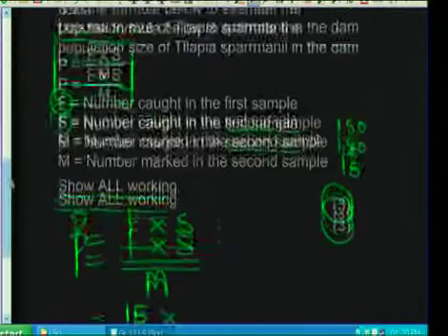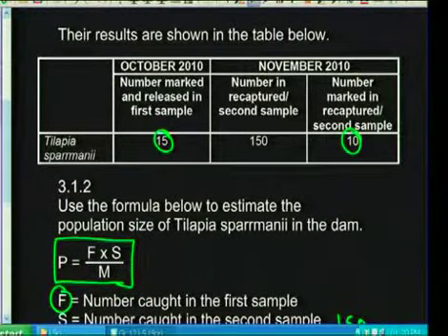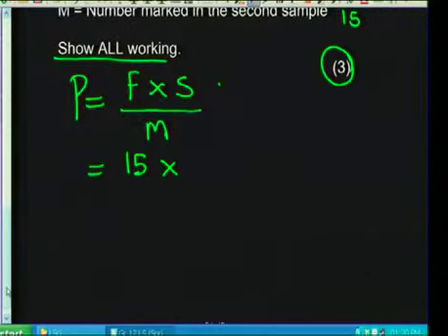Sorry, let me go back there. M wasn't 15, it was 10, guys. It was only 10 that had been marked. So it's 15 times 150 divided by 10.